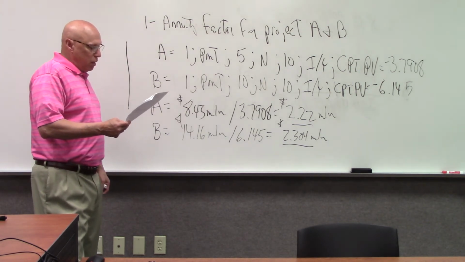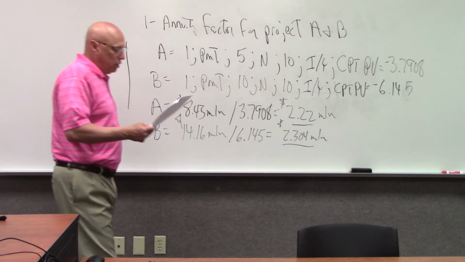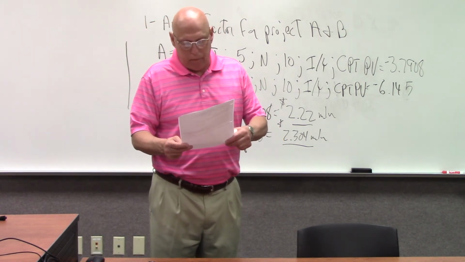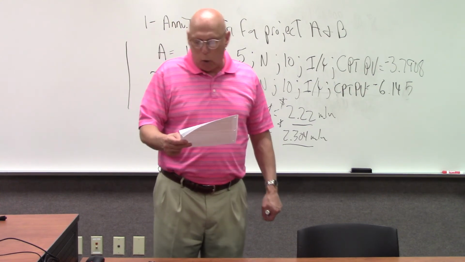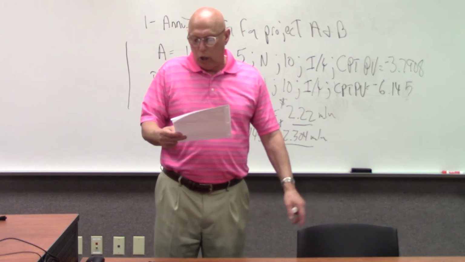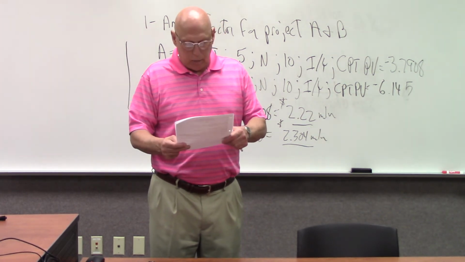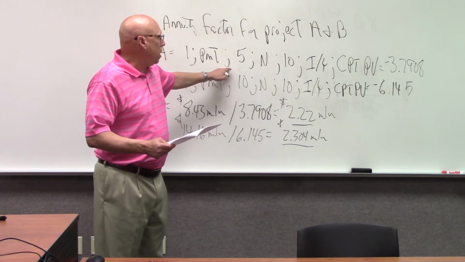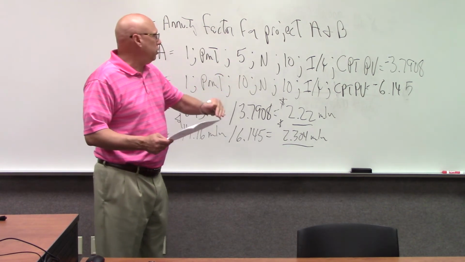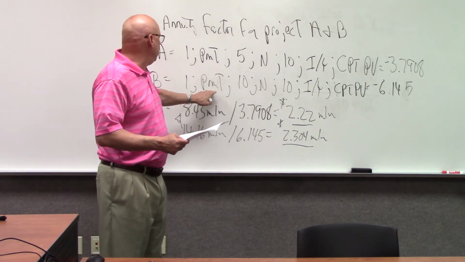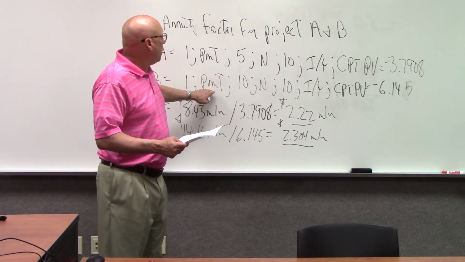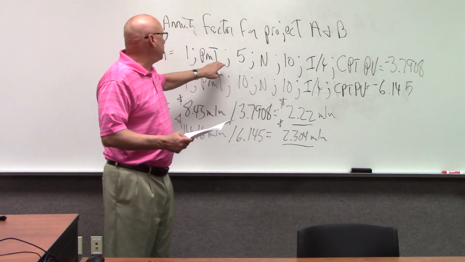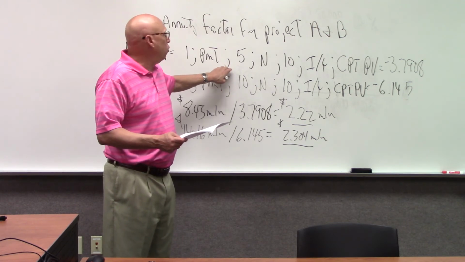Okay? Now let's find the other method, which is called the replacement chain method. And it requires you to forecast out cash flows to a common useful life. In this example, the common useful life would be 10 years, 5 years to 10 years. So we wouldn't have to do anything to project B, but what we would have to do is compute a net present value for project A 2 times over.